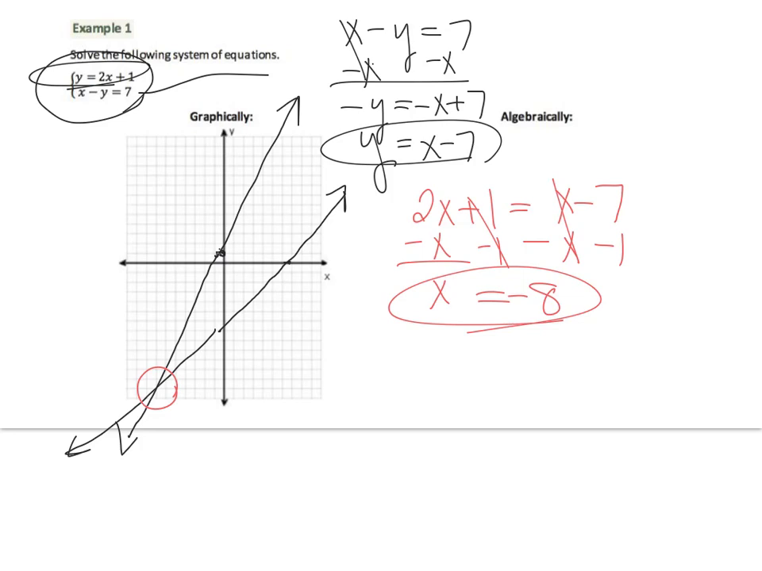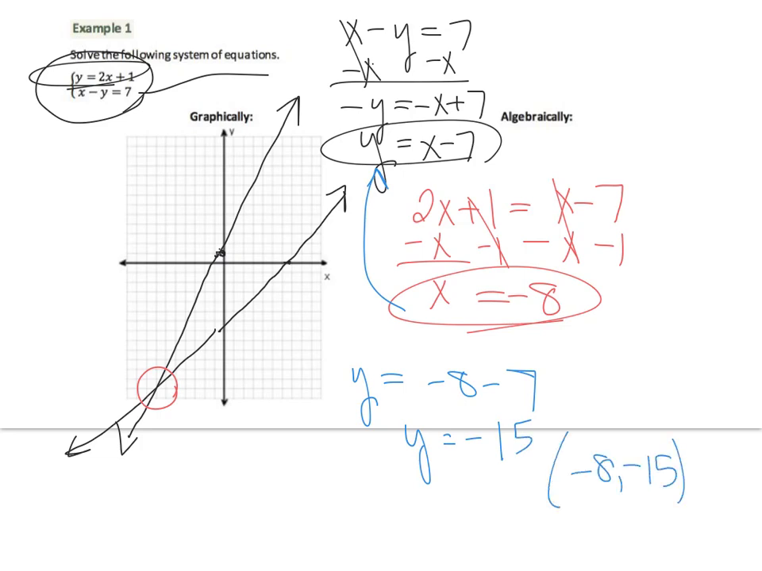And then plug that x equals negative 8 into either equation to solve for y. I'm going to plug it right into that one. y equals, instead of x, I'm going to write negative 8, minus 7. So y equals negative 15. So my solution is negative 8, negative 15. And if you look over at my graph, you'll see I'm at least at negative x, negative y. So negative 8, negative 15 is just about right for that. Okay?